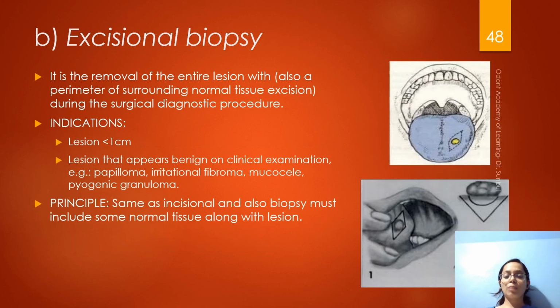Then excisional biopsy. If the lesions are smaller in size, the entire lesion will be cut out and then sent for examination. These are for smaller lesions, and the lesions which appear benign, like irritational fibromas, mucosal papilloma, pyogenic granuloma. When you're sure of these lesions being there, of course you'll go for excisional biopsy and remove them. Here also, like in incisional biopsy, make sure you include some of the normal tissue along with the lesion that you're biopsying.